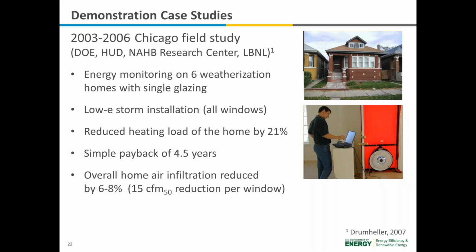Additionally, we did blower door testing, and in this case, we saw an overall home air leakage reduced by 6 to 8% just by adding the exterior storm windows. Nothing else was done in the home, no other air sealing. This shows how in these older homes, the primary windows can be very air leaky, so just adding a storm window or panel to that can significantly reduce the air leakage of the entire home, which contributes to the energy savings.